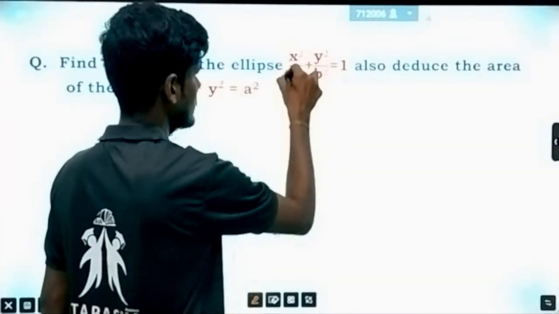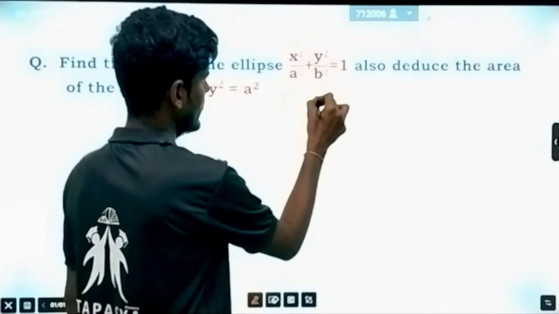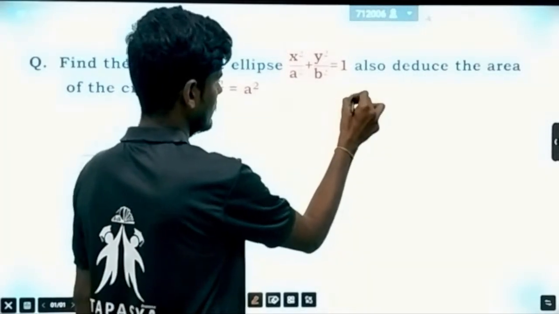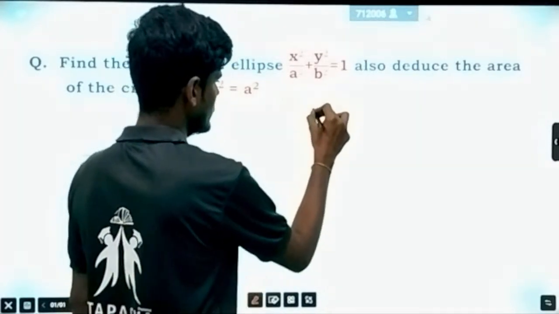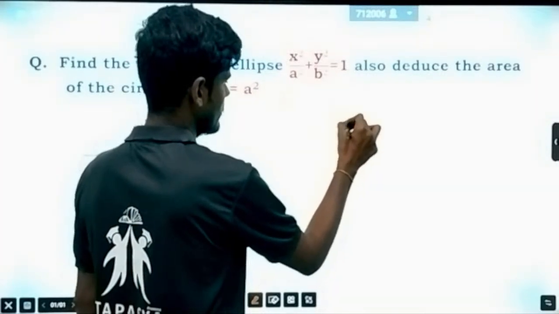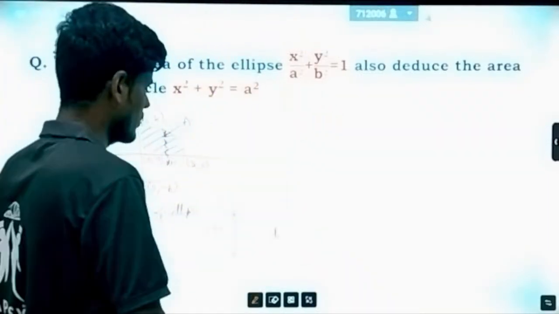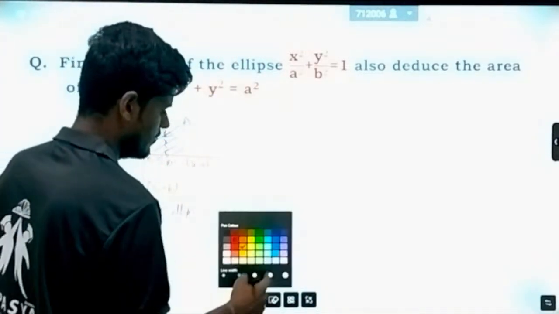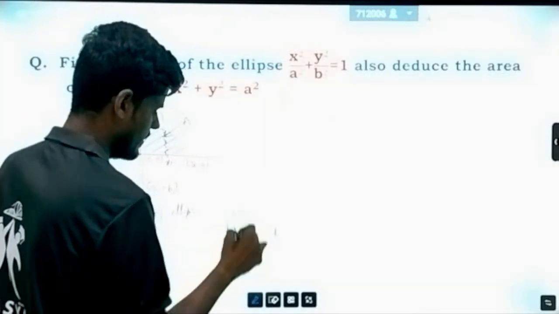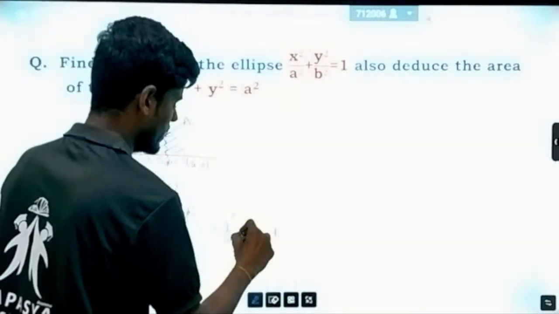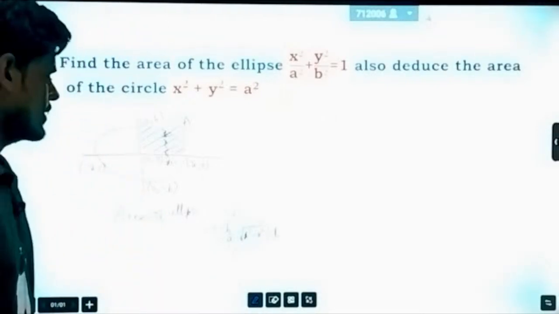Okay. This is the curve here. That means we can write y square by b square is equal to 1 minus x square by a square. That is equal to a square minus x square divided by a square, which means y square is equal to b square by a square into a square minus x square. So y is equal to b by a into square root of a square minus x square. Now it is easy to integrate.